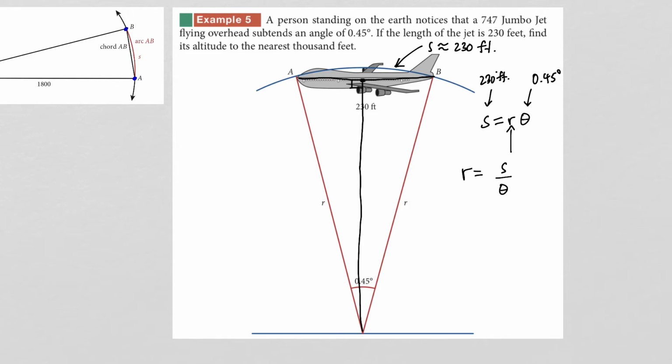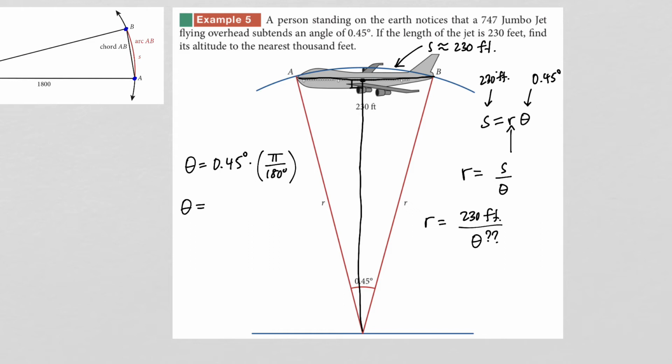So let's go ahead and figure out what R is. In this case, R is going to be S, which is 230 feet, divided by theta. But remember, theta must be in radians. So I have to convert that real quick. We know that theta is 0.45 degrees. I have to multiply that by pi over 180 to convert it into radians. And you can do this exactly, but I think for this problem, I'm just going to use a decimal approximation.